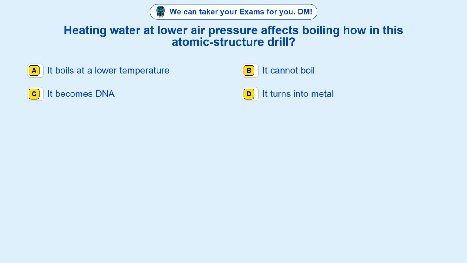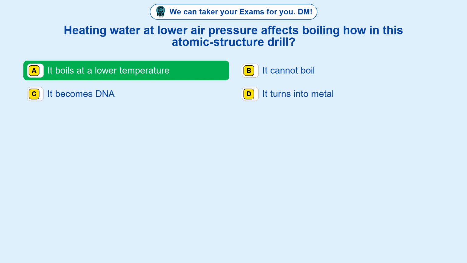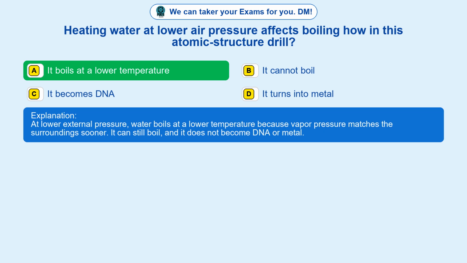Question 48. Heating water at lower air pressure affects boiling how in this atomic structure drill? Option A. It boils at a lower temperature. Option B. It cannot boil. Option C. It becomes DNA. Option D. It turns into metal. The correct answer is option A. It boils at a lower temperature. At lower external pressure, water boils at a lower temperature because vapor pressure matches the surroundings sooner. It can still boil, and it does not become DNA or metal.